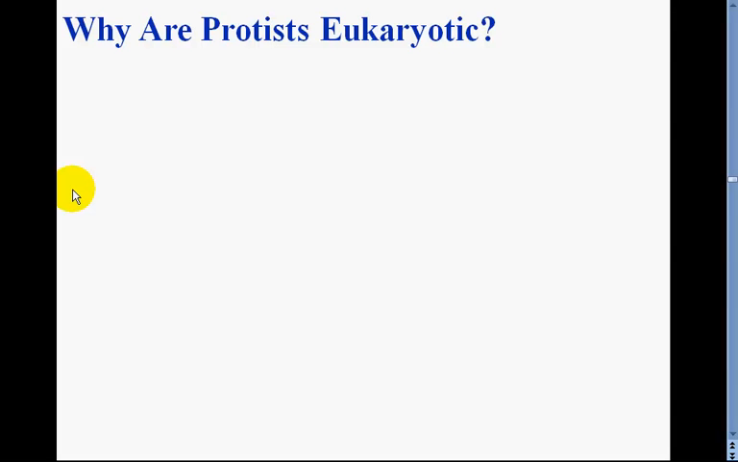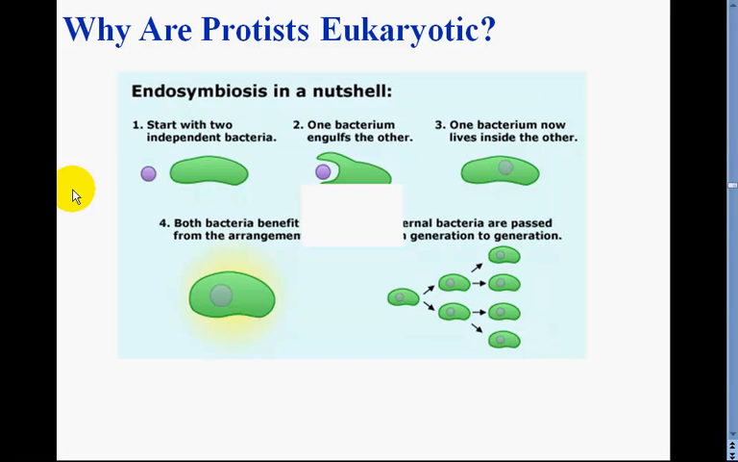So first of all, how did protists get to be eukaryotic? Well, this process known as endosymbiosis explains where protists might have got some of their organelles. Way back when, there were two different bacteria. The larger bacteria engulfed the smaller bacteria, but instead of digesting it, the smaller bacteria lived inside the bigger bacteria.